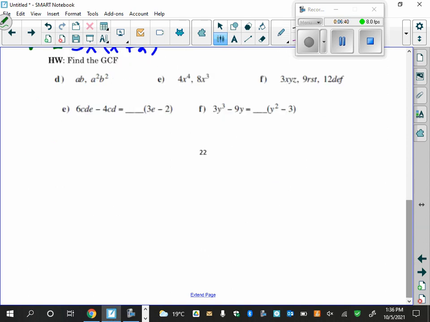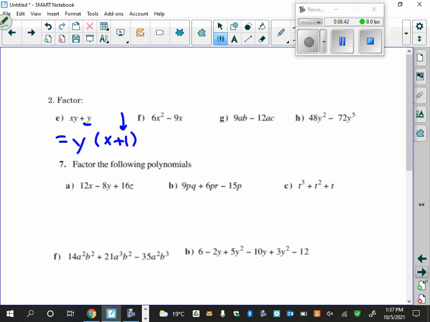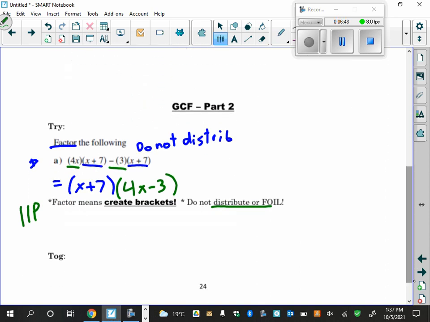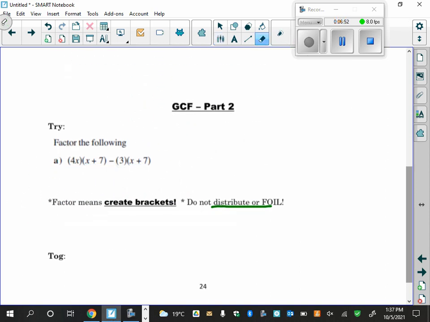Is this page, or why am I extending it? This page and this page. Now it's homework up to grouping. So that's for tonight. Please get her done. And let's go to page 24 and start our next.